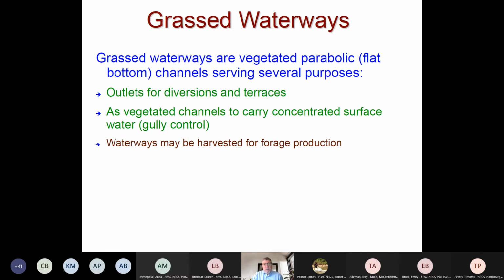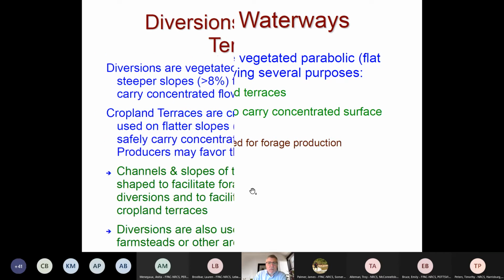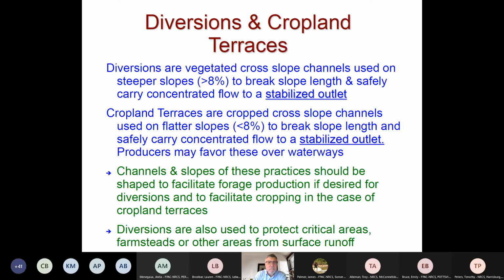So a benefit or kind of a trade-off is, while the farm field where the waterway is located might lose some production from its main crop, the waterway itself can serve as a source of forage when harvested for forage production. Terraces and diversions.